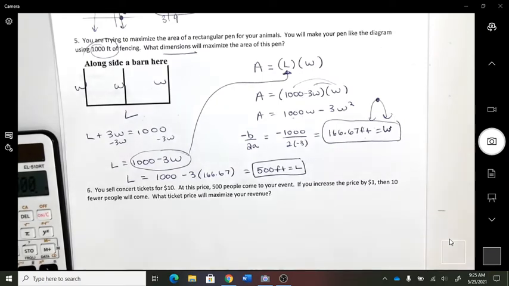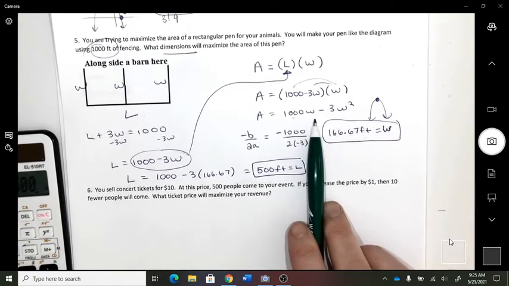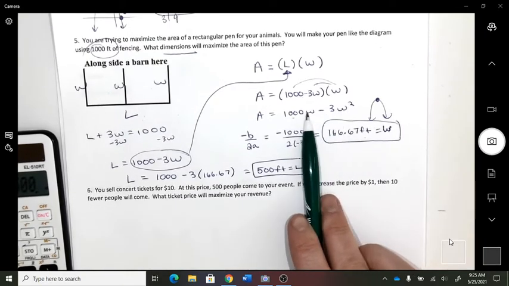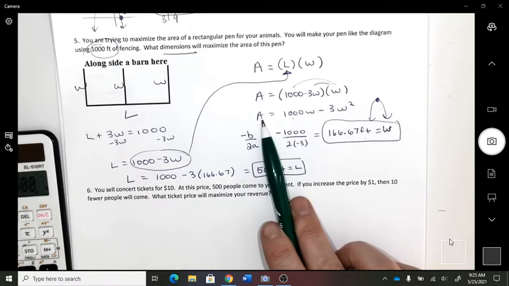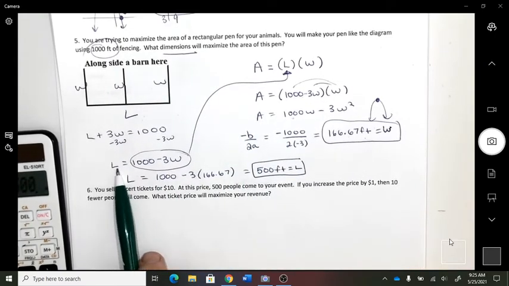If I ever asked you to find area, you would have to plug this value in to here, because look what the output is. That output is area. But when I plug it into this, the output is the L. So just be careful what you need to find.